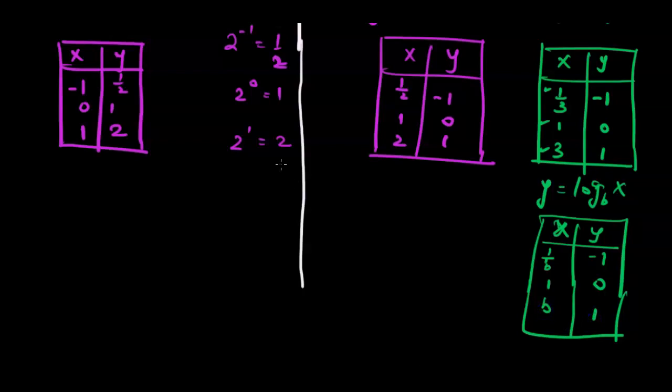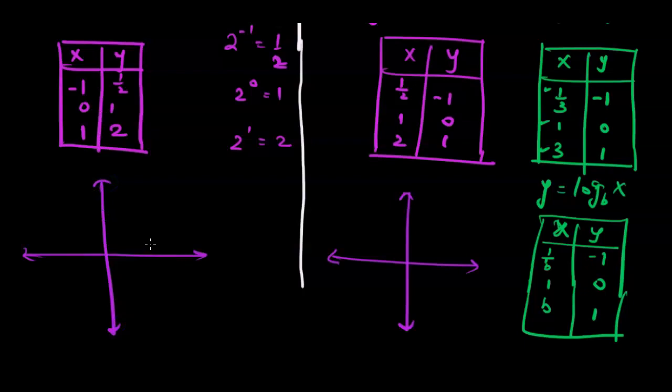Coming back to making these graphs, we would make the axes. We know for exponential functions the horizontal asymptote is y equal to 0, because the c value is 0. And for logarithmic functions we have a vertical asymptote at x equal to 0, so we would plot the asymptotes first. Once we know the asymptotes, all we have to do is just plot these points.